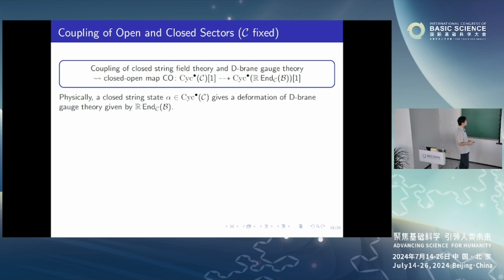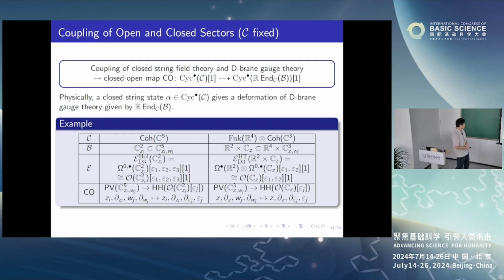Physicists would know that if you have a closed string state, say some supergravity background, it will give a deformation of D-brane gauge theory. And that's precisely given by this map. It's not quite a map in the usual sense, it's an L-infinity morphism, but still, you can give a deformation of D-brane gauge theory, and that is captured by such a thing. And again, in examples, you can concretely identify such a map.